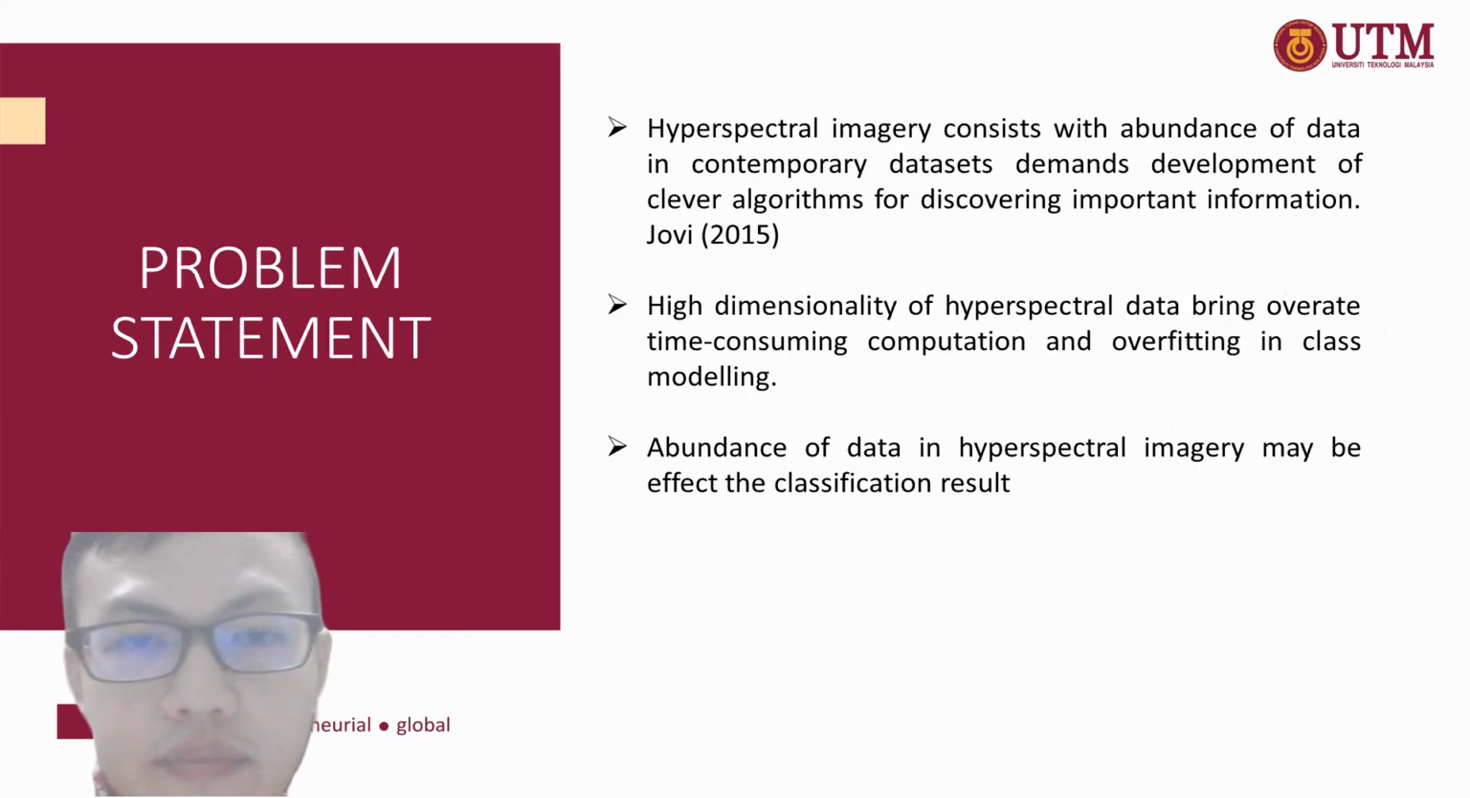Next, problem statement. In the problem statement, hyperspectral imagery consists of an abundance of data in contemporary datasets, demanding the development of clever algorithms for discovering important information. The statement comes from Jovi 2050. The high dimensionality of hyperspectral data brings overhead in time-consuming computation, and also overfitting in the class modeling. And next, the abundance of data in hyperspectral imagery may affect the classification result.